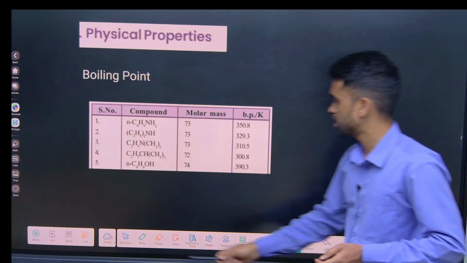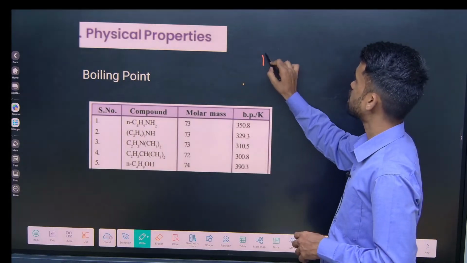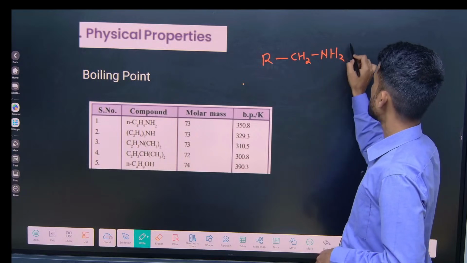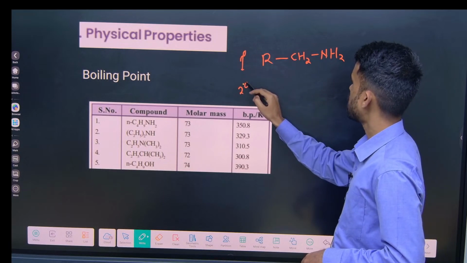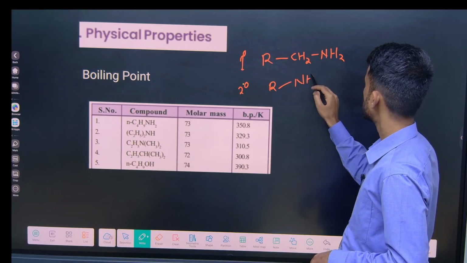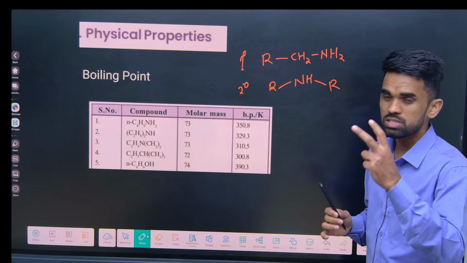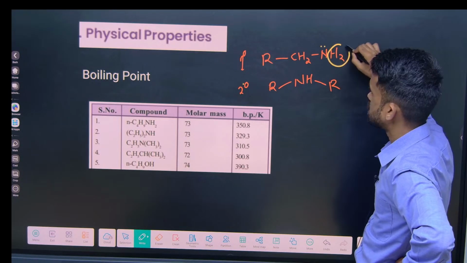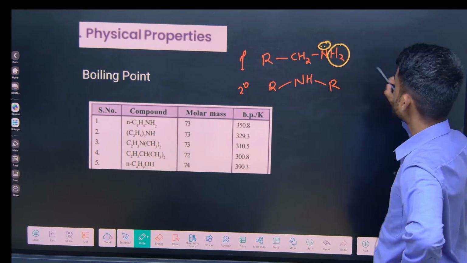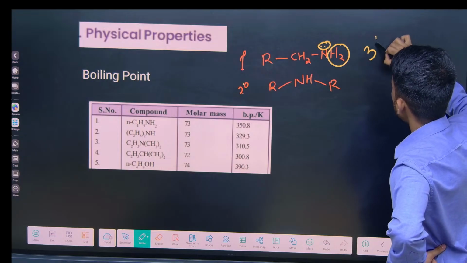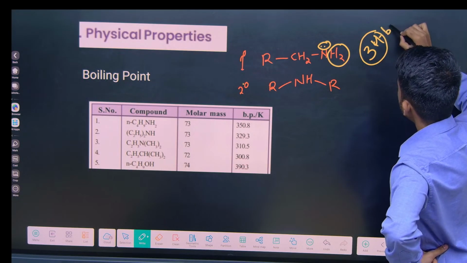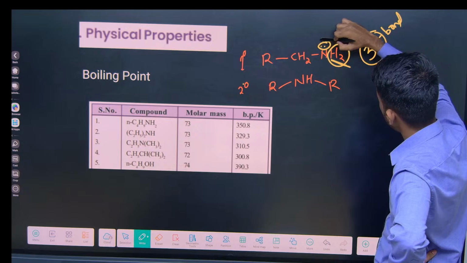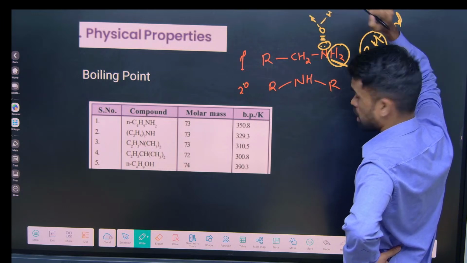Here, for boiling point, just write the structure of a primary amine, let us say RCH2NH2. So this is a primary amine we know. If you write a secondary amine with the same molecular formula, it can be RNHR, like this. If you observe these two structures, the nitrogen atom in the primary amine has 3 hydrogen bonding sites: 2 using hydrogens directly on the nitrogen, and 1 more using the lone pair with another solvent molecule or other polar molecule like water.